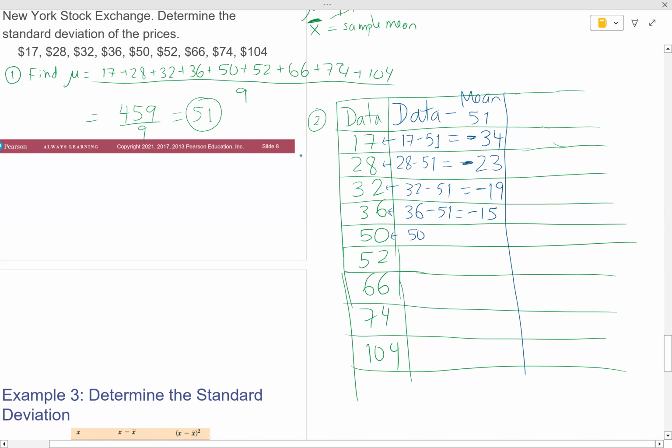Now I got 50 subtract 51. I think I could do that one in my head, negative 1. Now I've got 52 subtract 51, that's positive 1. Now 66 subtract 51, which is the mean, would be giving me 15. I was going to say 5. Okay, what's next? Now 74 subtract 51 is, let's see, that would be 19. Oh wait, no, 23, what the heck? Oh man, see, I'm losing it. And now the last one, 104. Subtract 51 is 53. All right. Whew. We got the second column done.